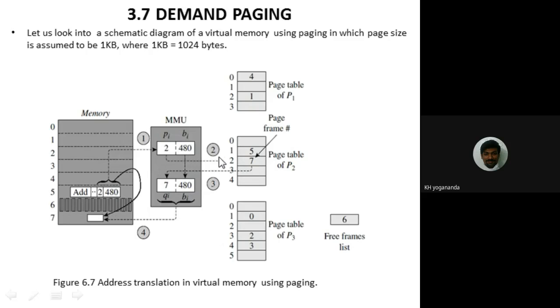See, page number 2 is taken and it is replaced by the corresponding page frame. In page 2 there is a page frame numbered 7. That page frame will be shown in the MMU, and the offset will be retained as it is. If you are wondering how the 7 is coming, it is because at page 2 in the process p2 table, there is page frame number 7, and that will be replaced here in the qi.